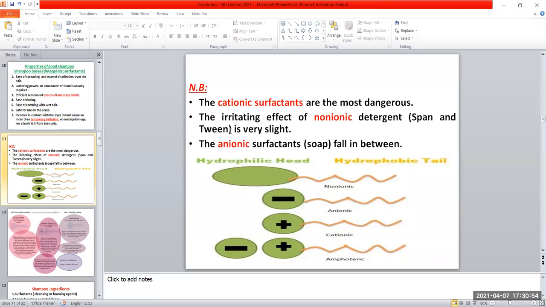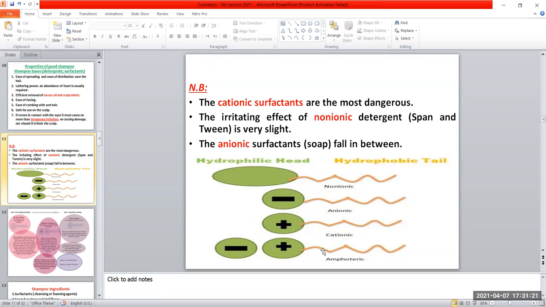What are the different types of surfactants or detergents? We have cationic surfactants, and you should note that cationic surfactants are the most dangerous types of surfactants. We have non-ionic surfactants like Span and Tween. Their irritancy is very mild, so very slight. The anionic surfactants, like soap, are in between.